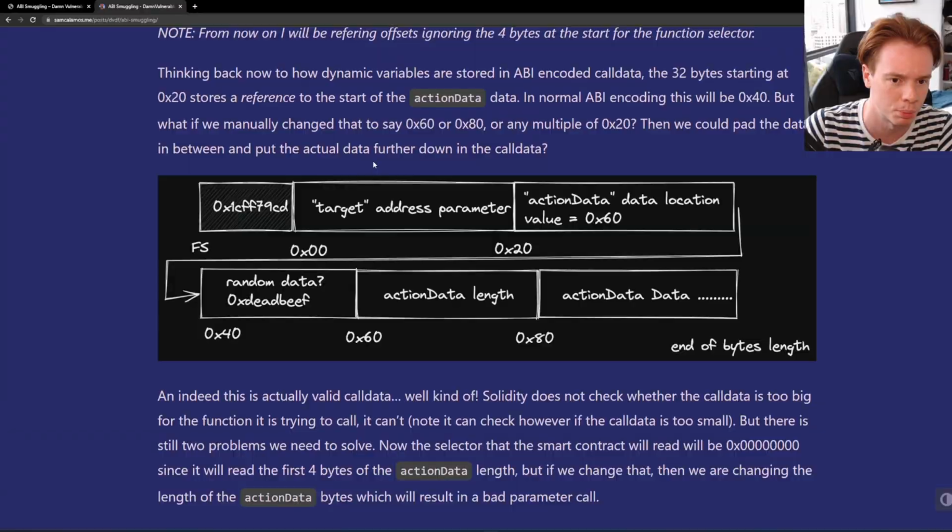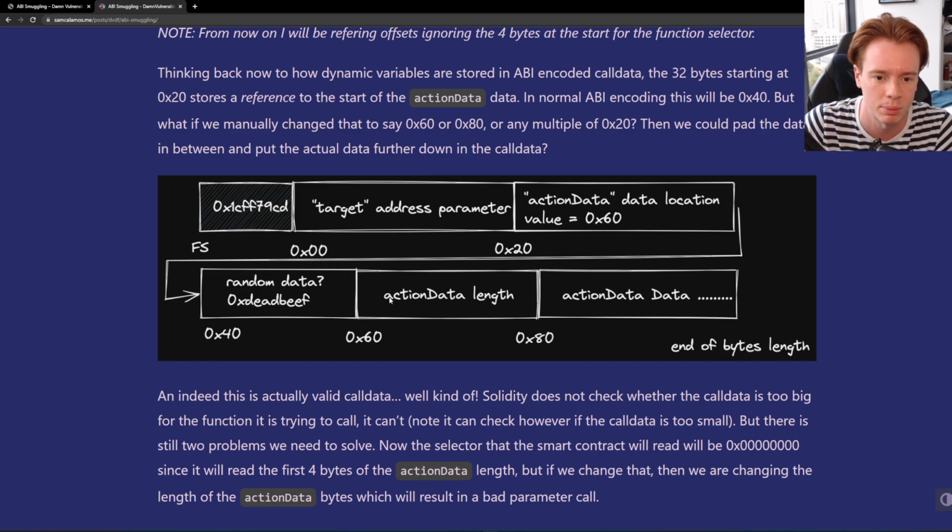But we still haven't solved a problem. So say we put in that function selector that we do have access to here. Well, that's just going to mess up our action data length, and that's going to give us an invalid parameter because this is going to be an absolutely ginormous number if this is left aligned with the action data length, and it's going to be reading too much data, it's going to run out of data, and it's going to give us an error. So this won't work either. So what if we just shifted over again by another 32 bytes?